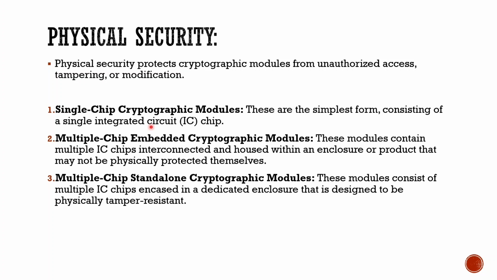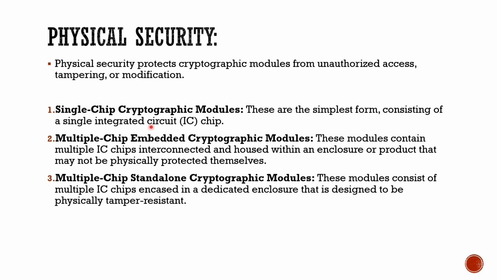The multiple chip standalone cryptographic module. This is basically a multiple chip cryptographic module, just that all the ICs are included in one casing. They have a dedicated enclosure that is designed to be physically tamper resistant. These modules are typically used in security critical applications where a high level of physical security is necessary. Examples can include encrypting routers, secure network appliances, dedicated cryptographic devices, etc.